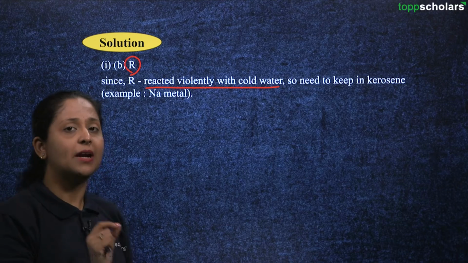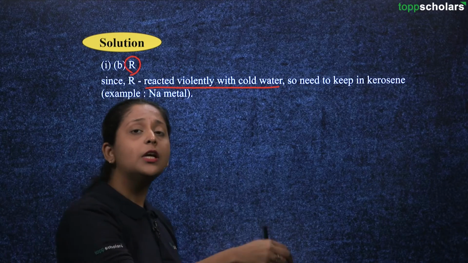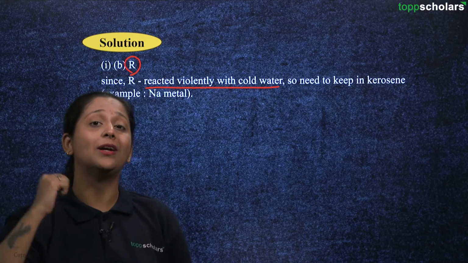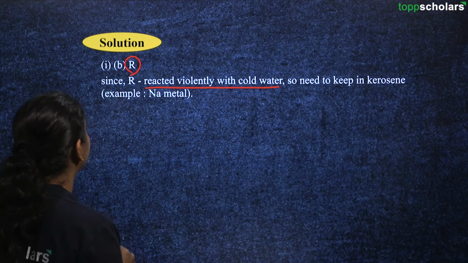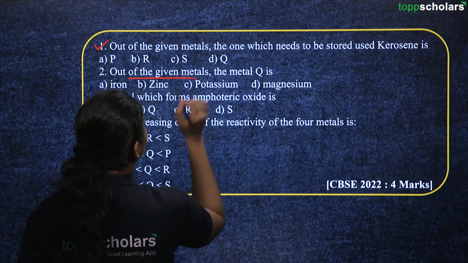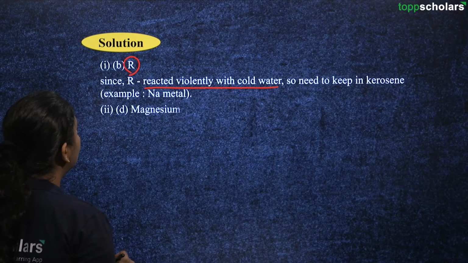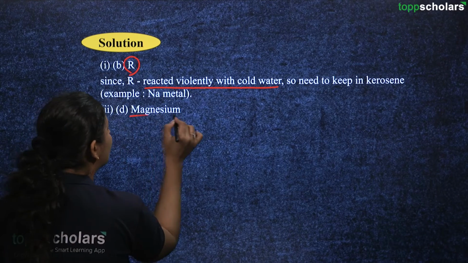And if any metal is reacting with water, you have to keep it submerged in kerosene so that it does not come in any contact with the atmosphere. The second question: out of the given metals, which one is metal Q? Here, metal Q appears to be magnesium.